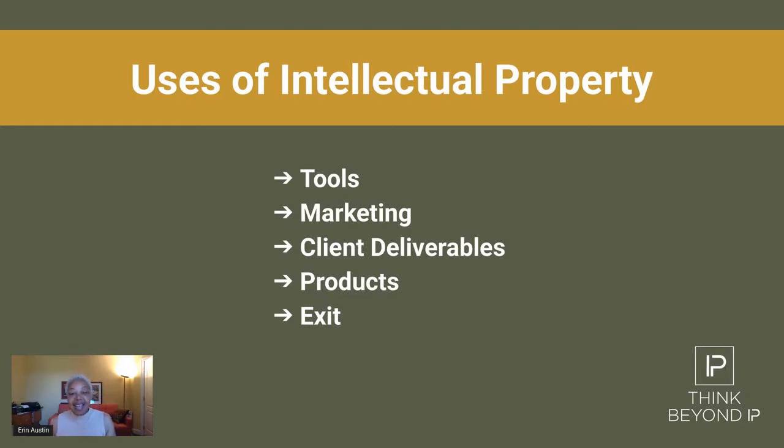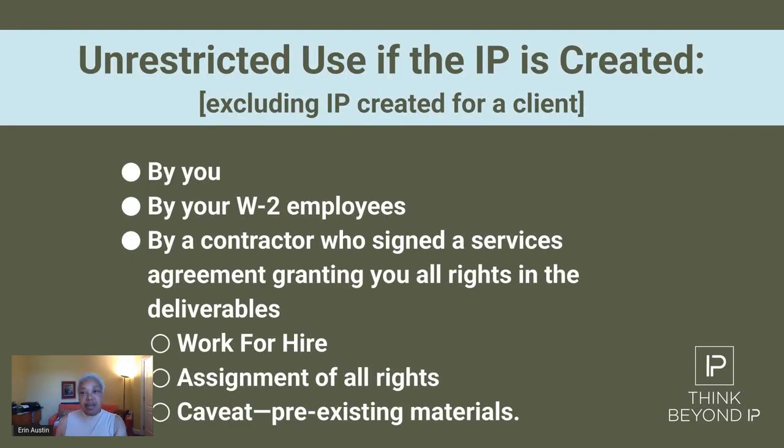You have your client deliverables. You'll notice that client work is both a source, so it can come from your client, and also a use of intellectual property. When we have our deliverables in the service-based business, we are delivering intellectual property to our clients as well. Products would be those things that we create for sale, like books, trainings, or a licensing program. And then an exit would be, in the event that you sell your business, can the intellectual property go with it? Those are the buckets of uses for our intellectual property.